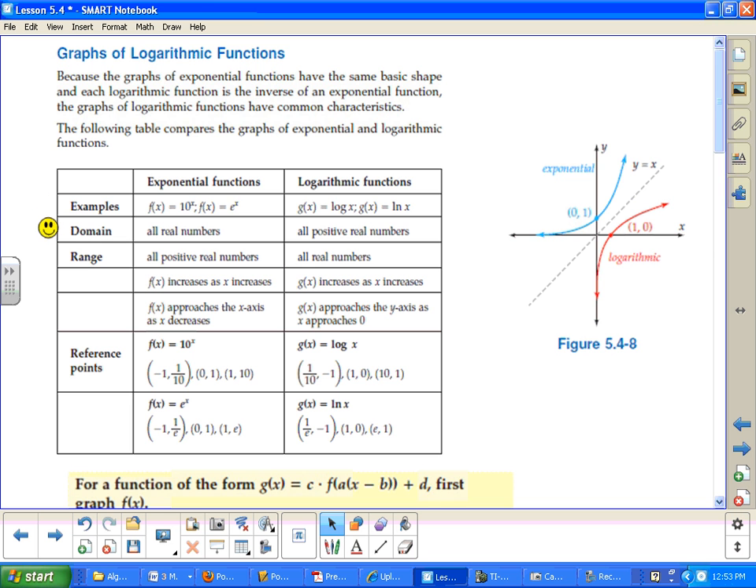The domain for exponential, all real numbers. For logarithms, all real numbers greater than 0, or all positive real numbers. Range for exponential, all positive real numbers. Logarithms, all real numbers. Exponential, f of x increases as x increases. Logarithmic does the same thing. F of x approaches the x-axis as x decreases. So as I'm going to the left, it's getting closer and closer to the x-axis.